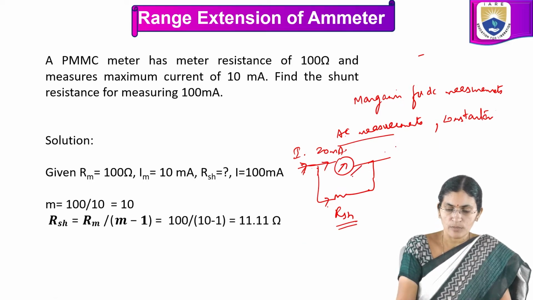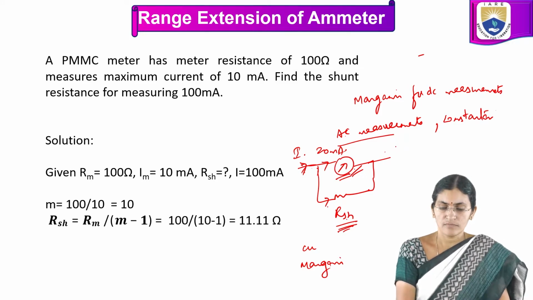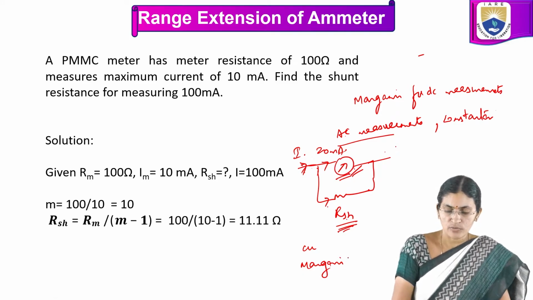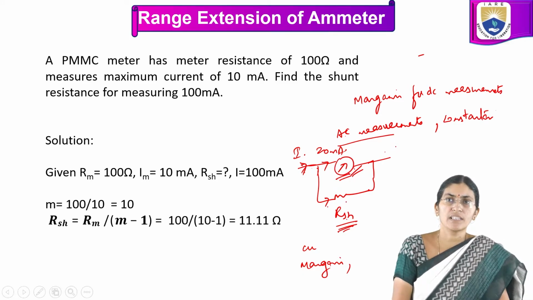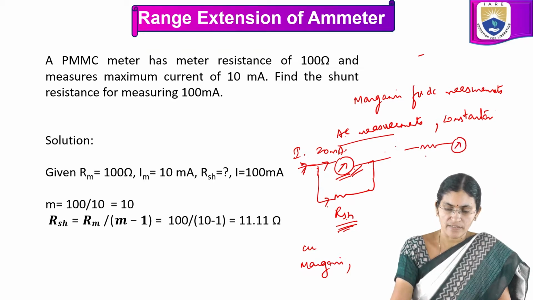This is a moving coil, made up of copper, whereas the shunt is made up of manganese. Due to the difference in the materials used, an error will occur. In order to avoid these errors, we connect a resistor called as swamping resistance.